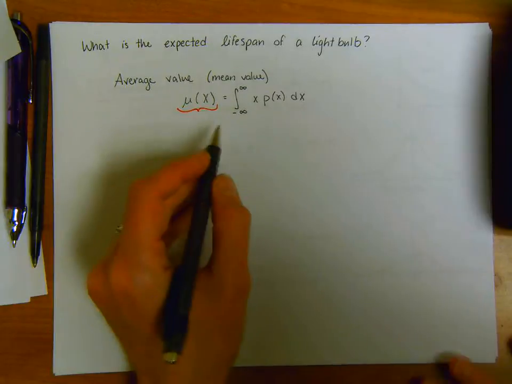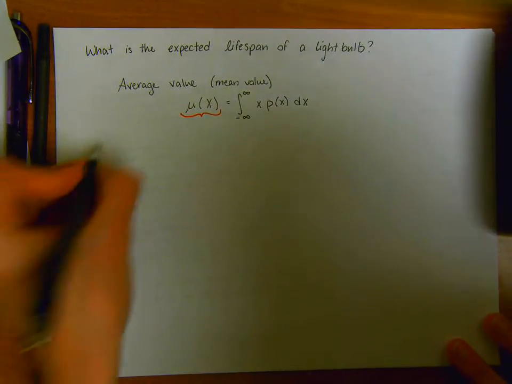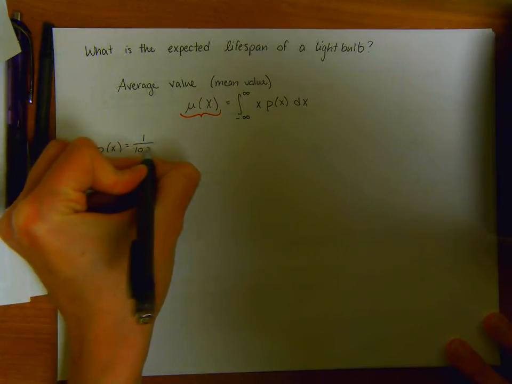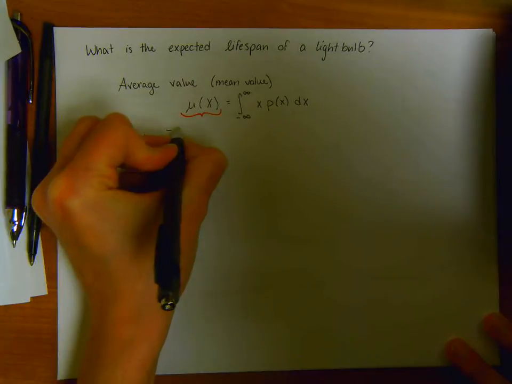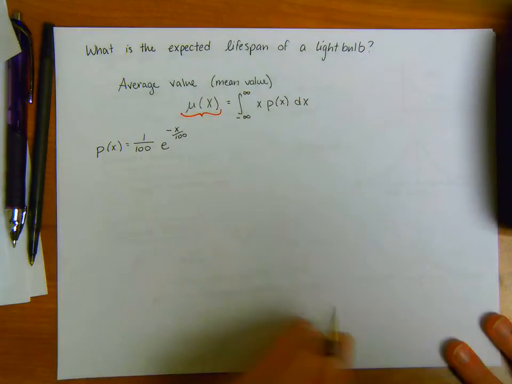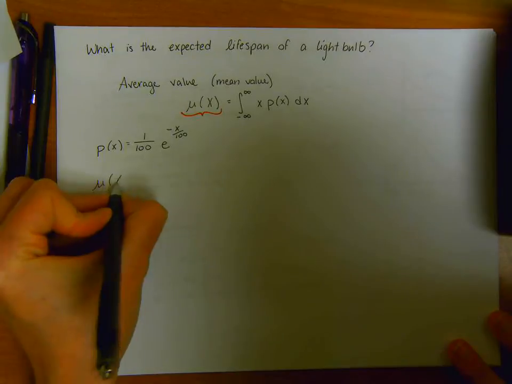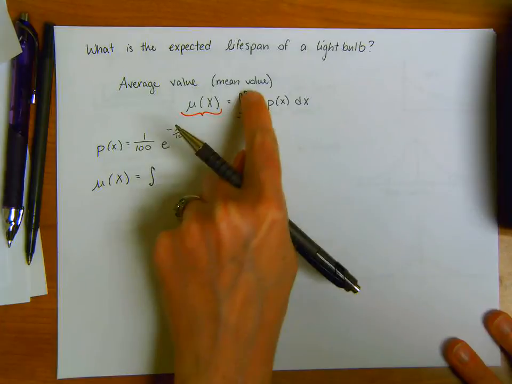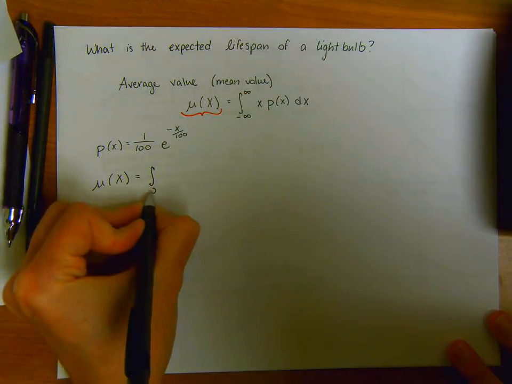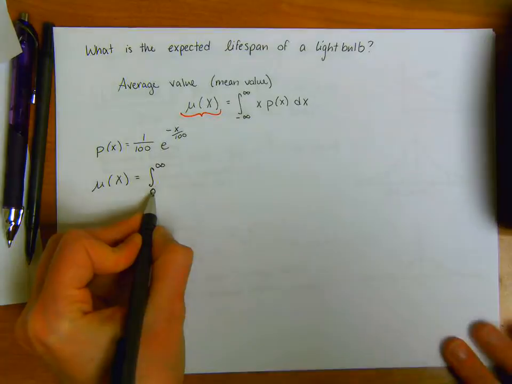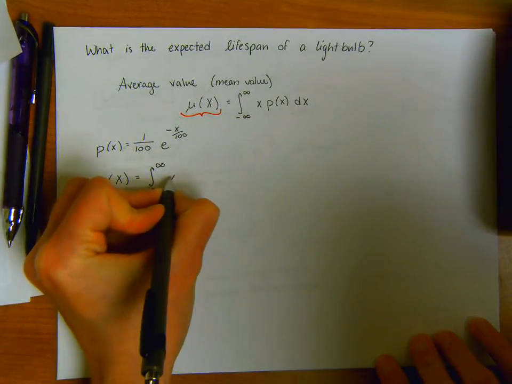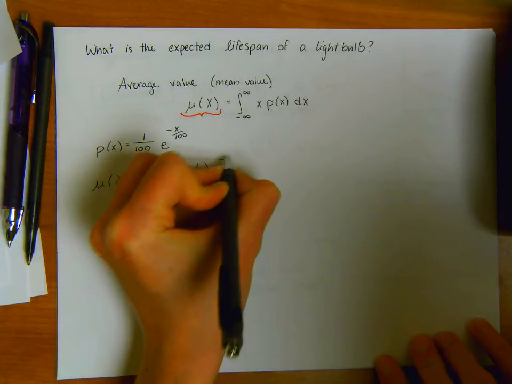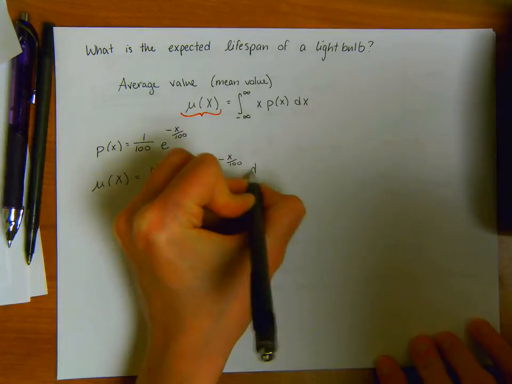And for this particular question, we can apply our formula. We know what p of x is. P of x in this case is equal to 1 over 100 e to the negative x over 100. So our average value, our expected lifespan of a light bulb, is going to be the integral. It's not going to go from negative infinity to infinity because, like I said, the domain for this probability density function goes from 0 to infinity, of x times 1 over 100 e to the negative x over 100 dx.